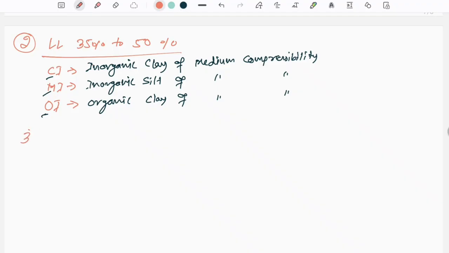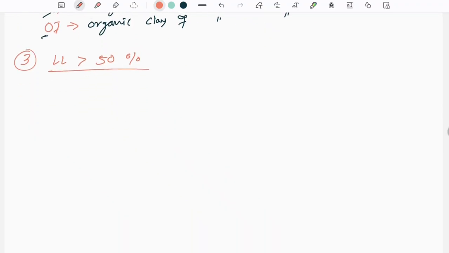And the third one, when the liquid limit is greater than 50%. In this case also three symbols are used, that is CH, MH, OH. Again here C for clay, M for silt, O for organic. So this is clay of high compressibility, silt of high compressibility, and organic clay of high compressibility.